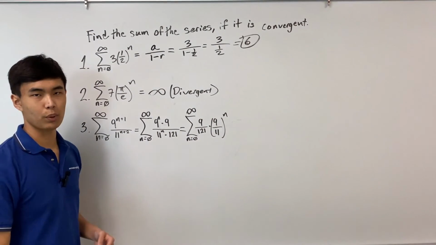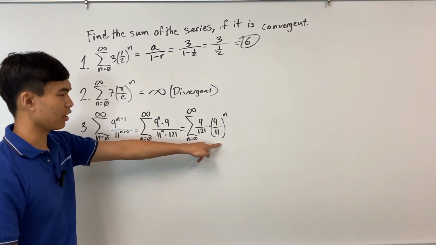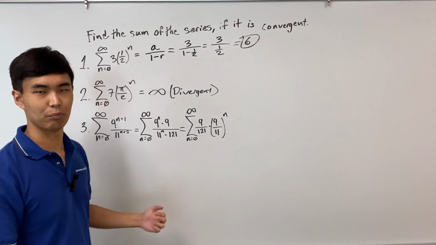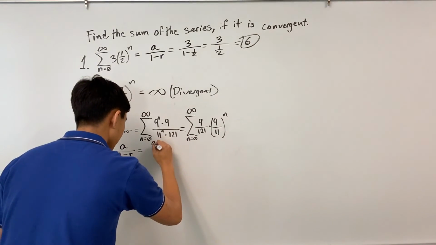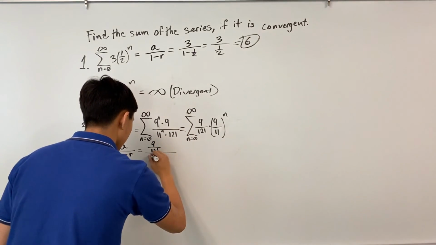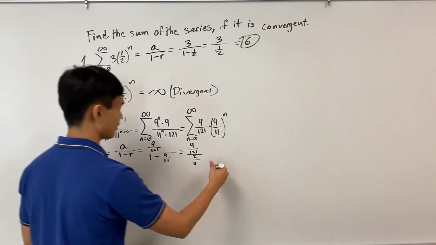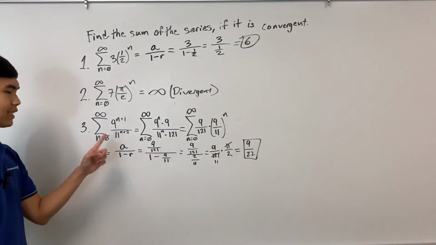And here we see the form that we're looking for, a r to the n. Since our r is less than 1, we know that this series is convergent and we can find the sum. So remember, the sum is a over 1 minus r, and here a is 9 over 121, and our r is 9 over 11. And this simplifies to this, which simplifies to this, which is equal to 9 over 22. And that's the sum of the series.